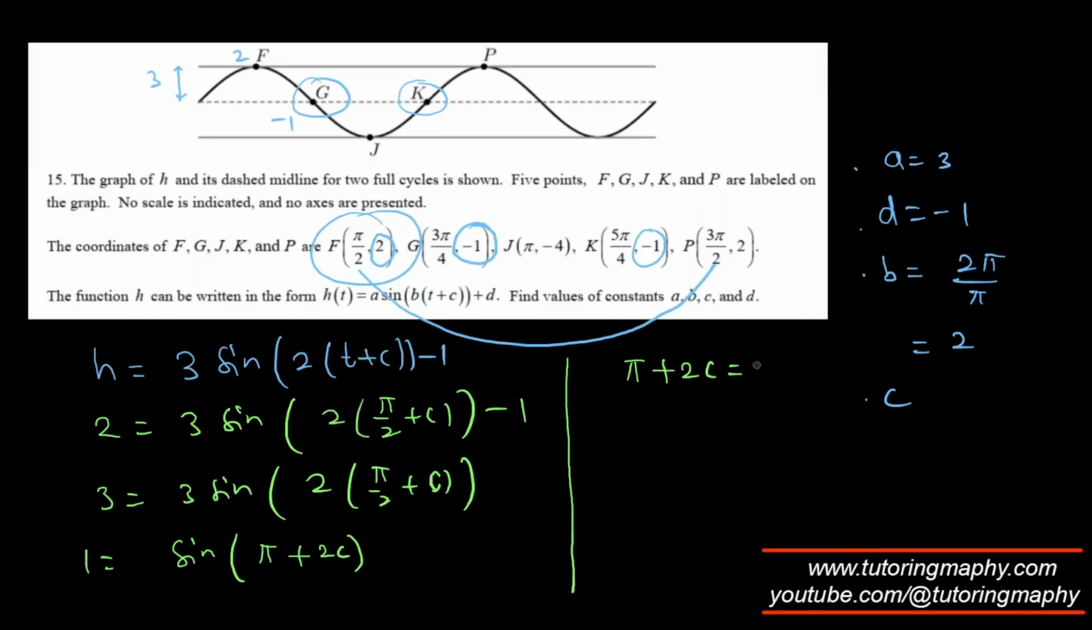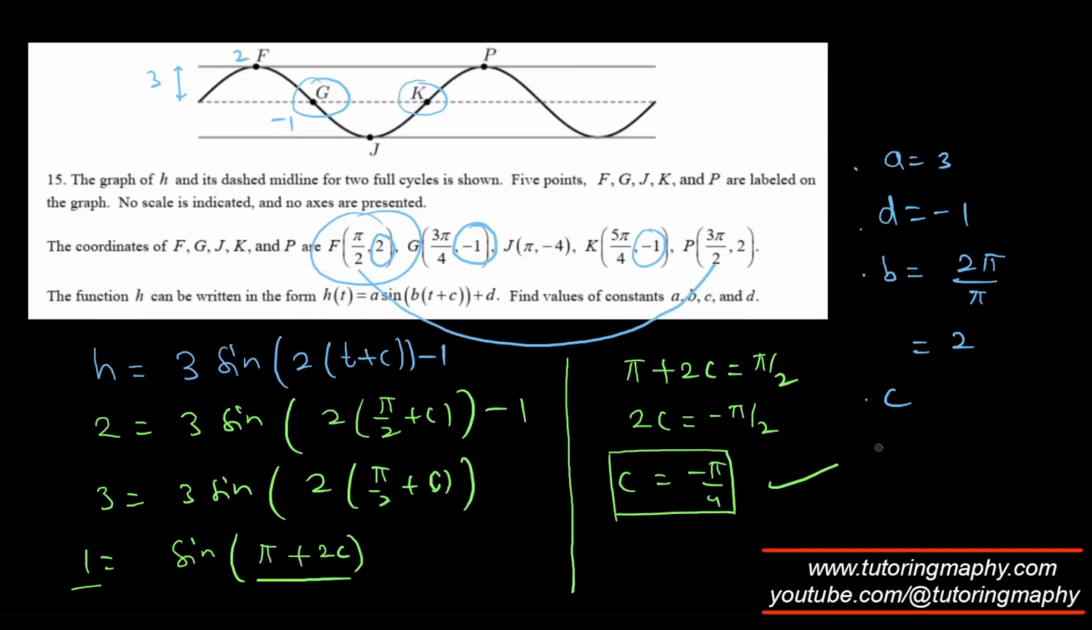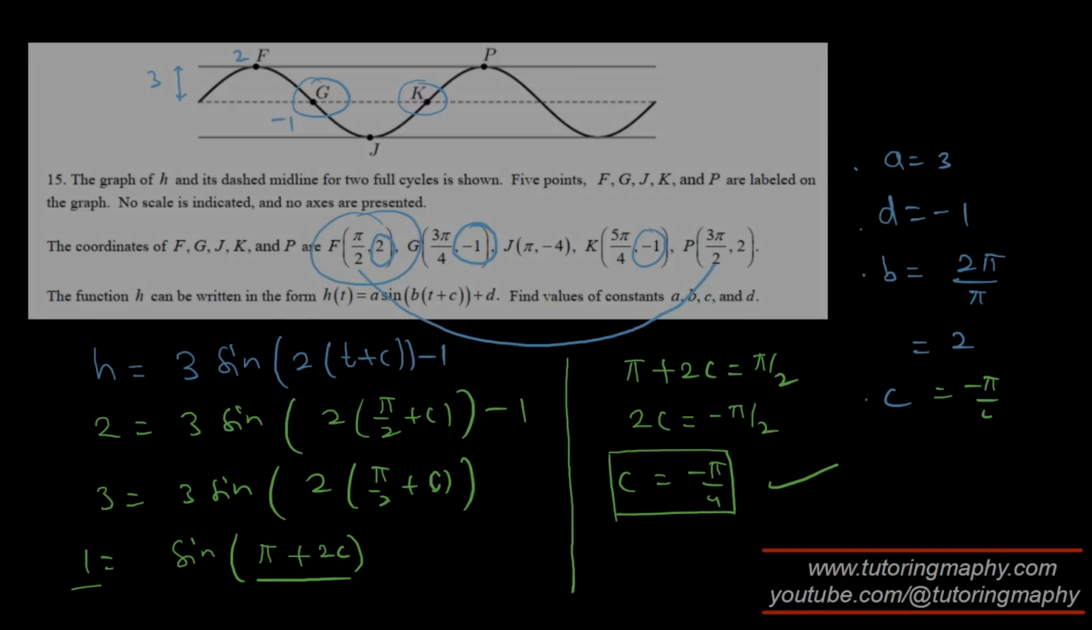Pi plus 2c has to be pi over 2, because if sine of something is 1, that something has to be pi over 2. It can be some other values as well, but that's the smallest value. So 2c is equal to, subtracting pi from both sides, minus pi over 2. So c is negative pi over 4. So this is the value of c over here. That should be our answer.